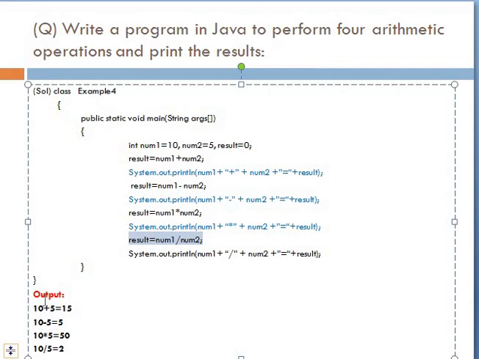As a result, in the output window you can see these 4 values, and after that the statement ends with a semicolon, and there is the end of the body of the main method, which is represented by the closing brace, and after that the program ends. So with this I end my presentation here.